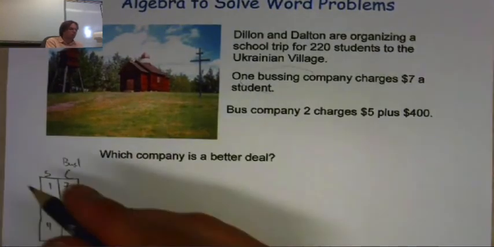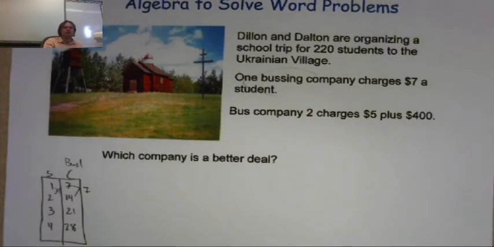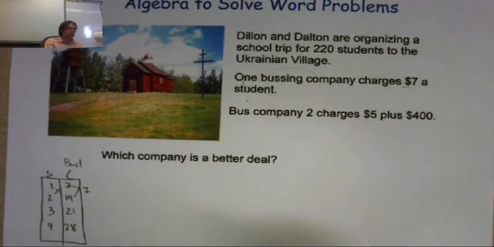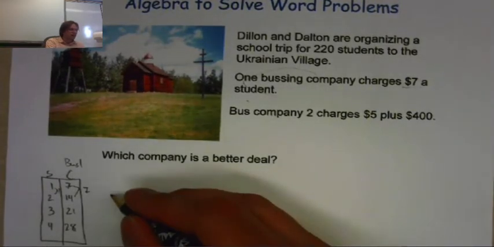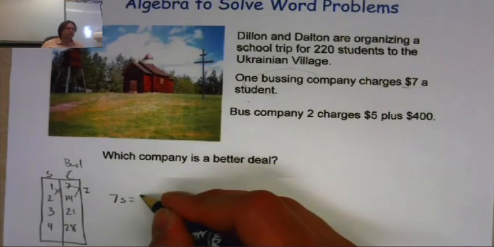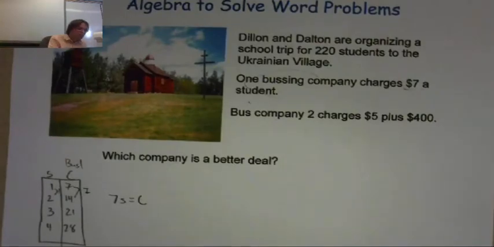If we notice, every time we go up by 7 for every one student. And that's why it says here $7 a student. So if we remember making a formula based off a table, I'm going to have 7 multiplied by the students is equal to my cost. So there is my first algebra formula. Now let's look at busing company 2.